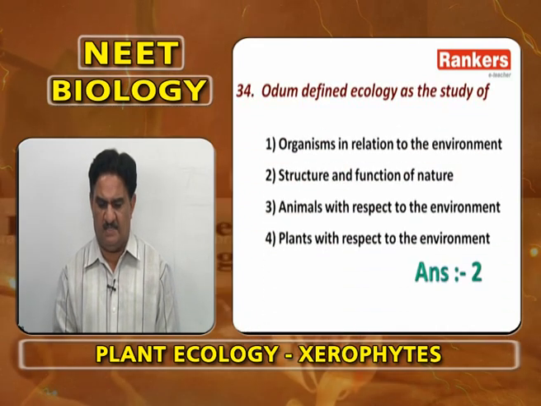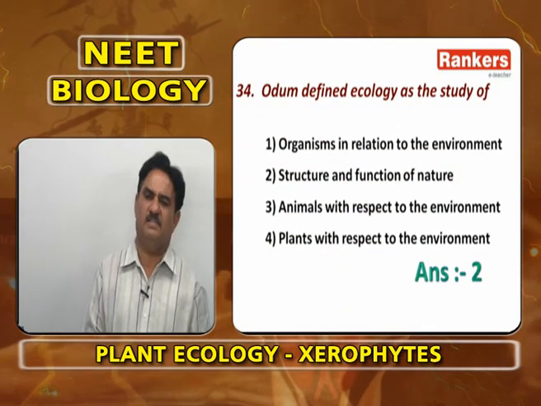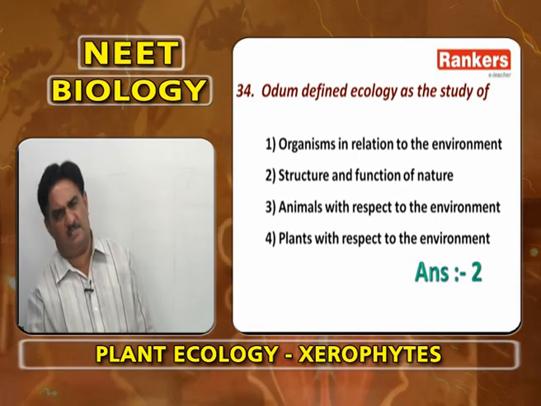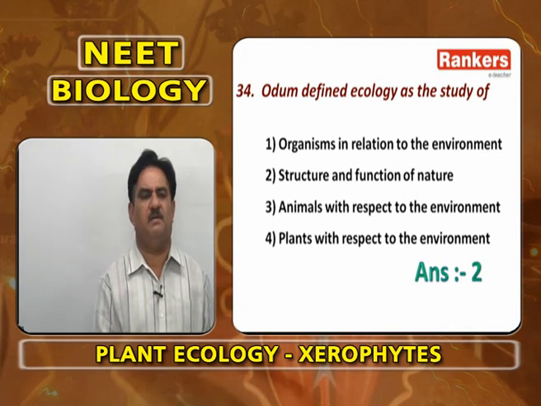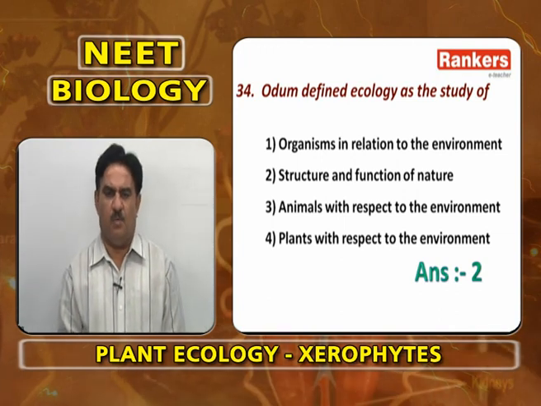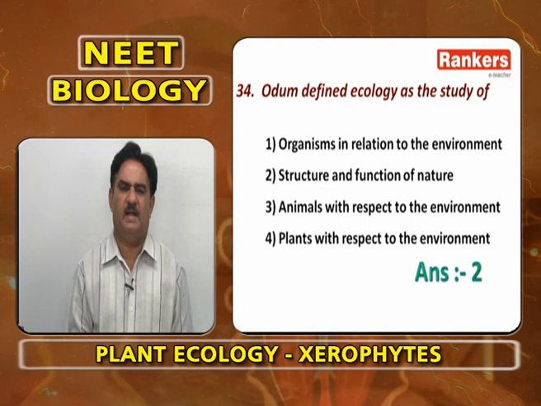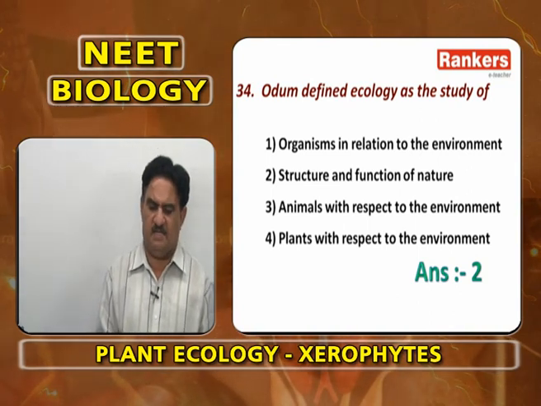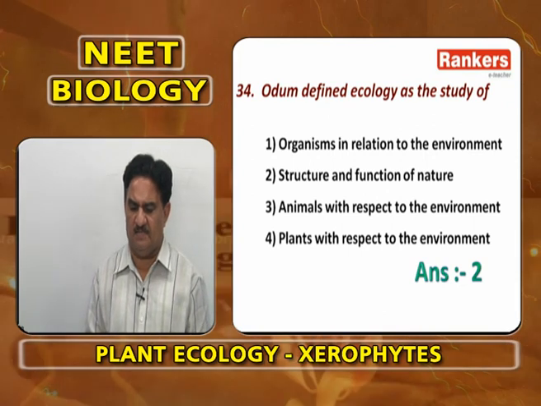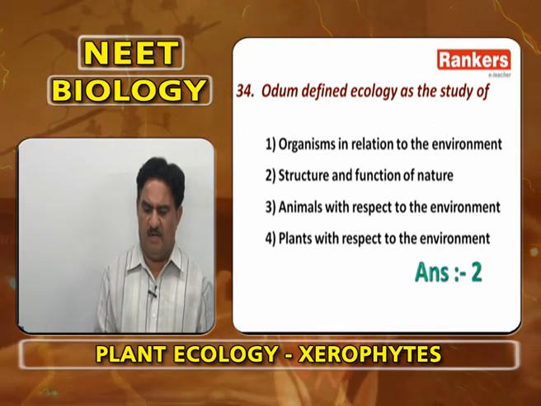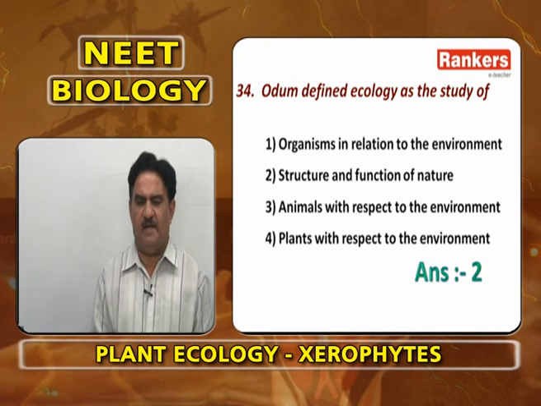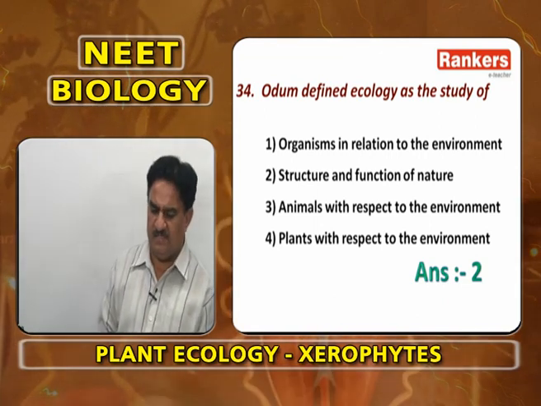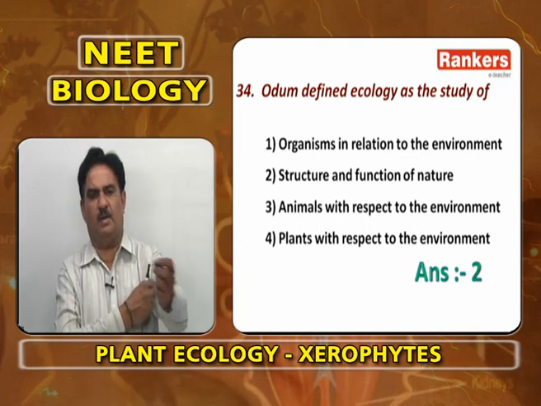Odum defined ecology as the study of structure and function of nature. Haeckel defined ecology as the study of close interrelationship between abiotic and biotic components in nature. Warming defined ecology as the study of plants and animals in relation to their environment. Organisms in relation to the environment is wrong. Animal with respect to environment is wrong. Plant with respect to environment is wrong. The answer is structure and function of nature is the statement given by Odum.